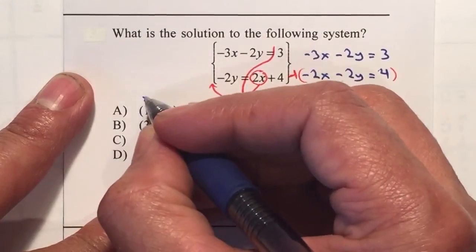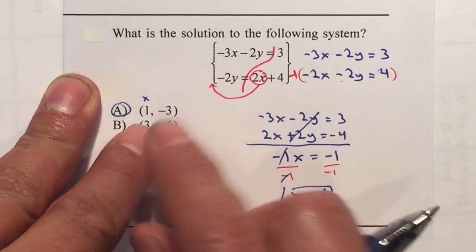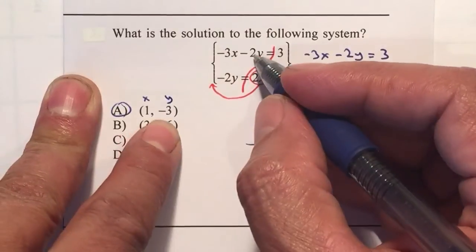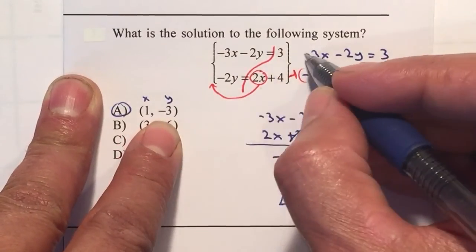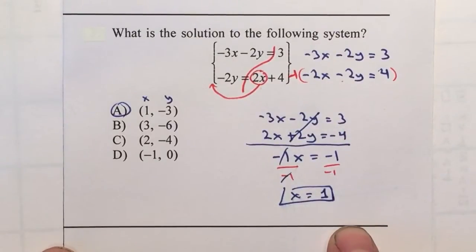My x value is 1, and the only one that has a 1 is letter A. Now remember, since they give you the x and the y, you can also plug them into both equations, and it should give you a true value for both. But in this case, we just did it by combination, and we got 1.